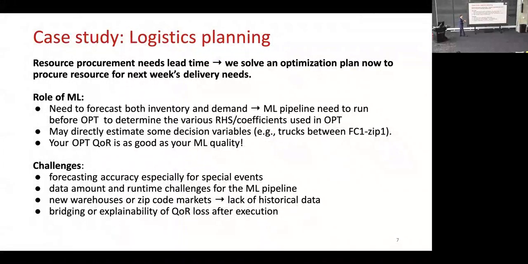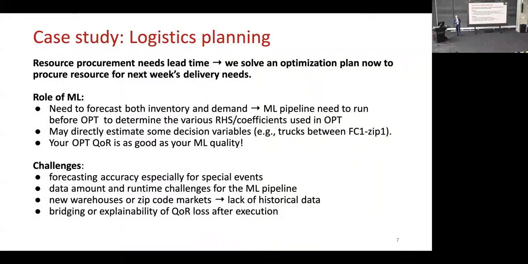What we call bridging or explainability for quality of result loss after execution. So this is actually interesting. Let's say, for instance, I run the optimization based on my forecast, and I predict that I need 10 trucks between a warehouse over there and this zip code. Good. We come to execution day, and based on the demand of that day and the inventory snapshot, I end up actually using 7 trucks out of the 10.